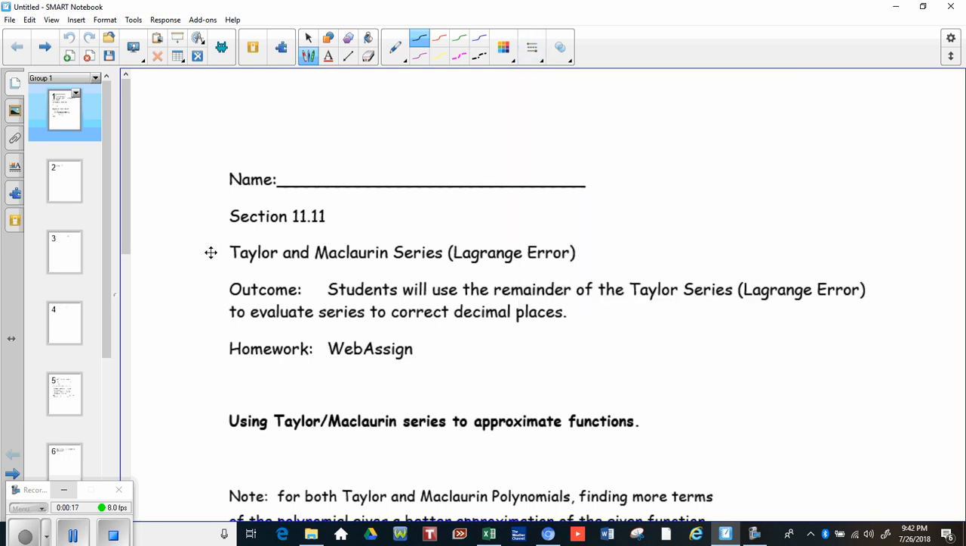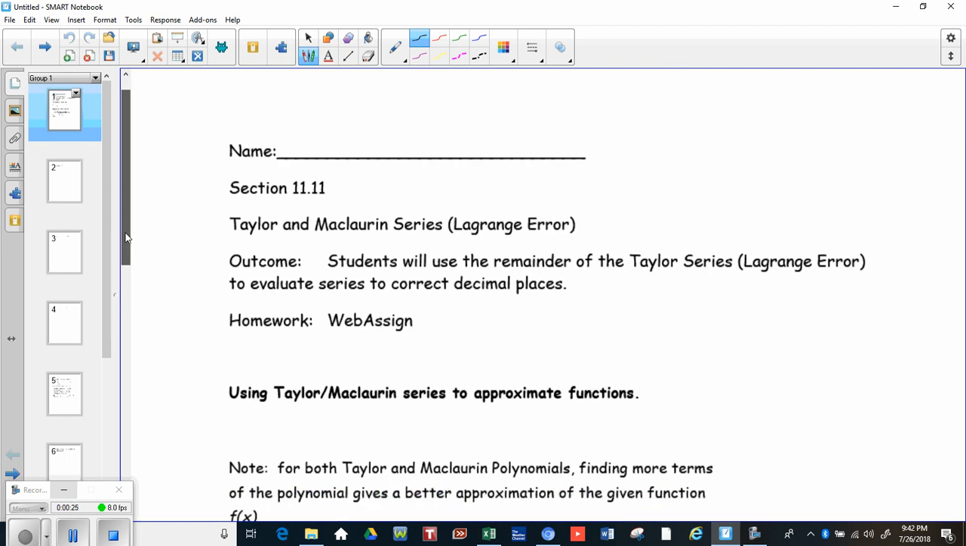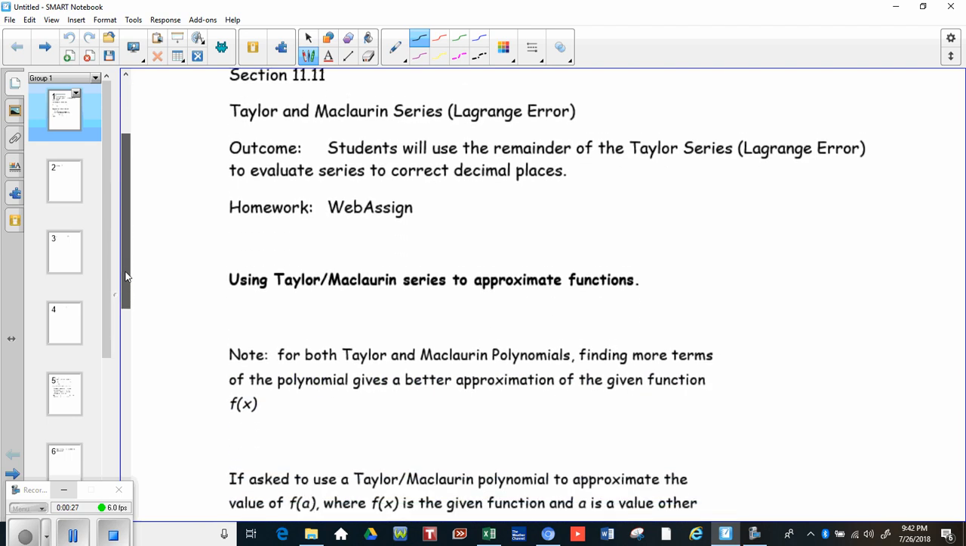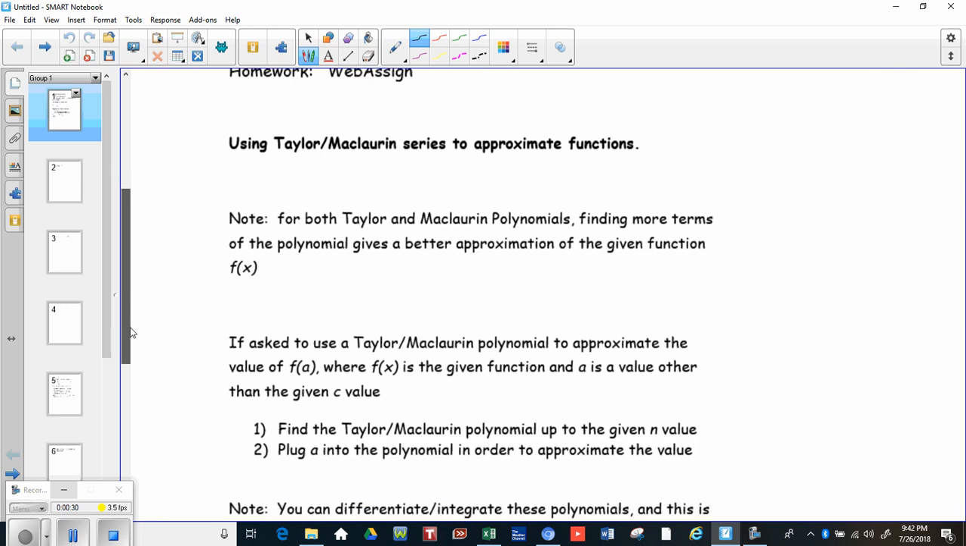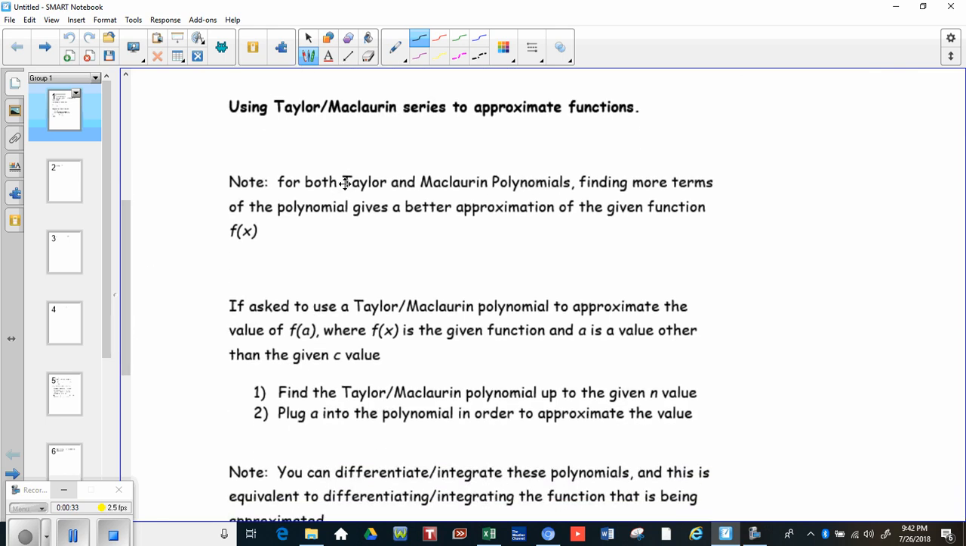So what we're going to talk about is Taylor and Maclaurin polynomials, this thing which is called the Lagrange error, and some of the applications in order to be able to figure some things out to a certain accuracy. So Taylor polynomials, Taylor-Maclaurin series, we're going to use those to approximate functions.